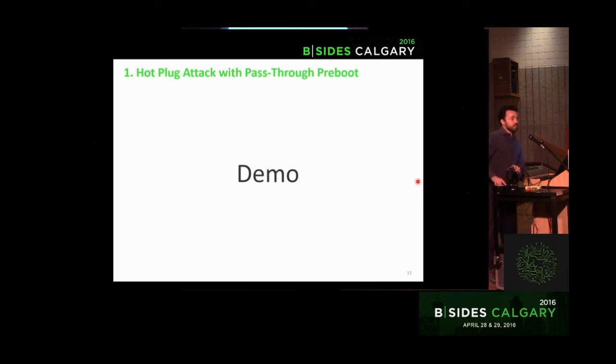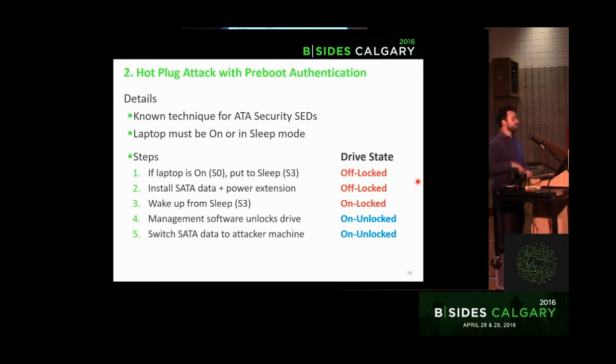So what Microsoft is saying is, TPM is nice, but if you really want a secure deployment, you should have a TPM and a PIN. So that's the case where you have a pre-boot authentication. The technique to bypass this is something that was known for ATA security drives. And it only works if the laptop is in sleep mode or if the laptop is on.